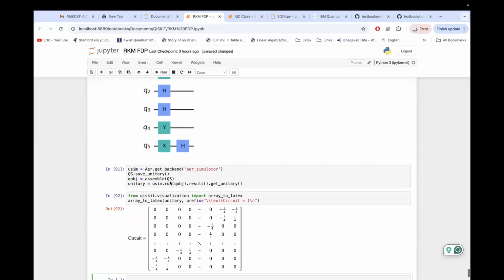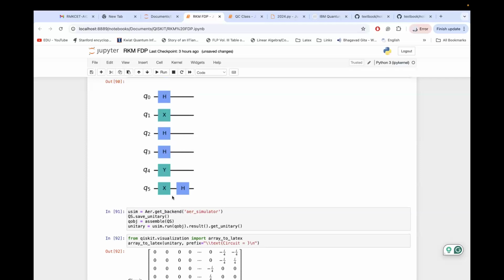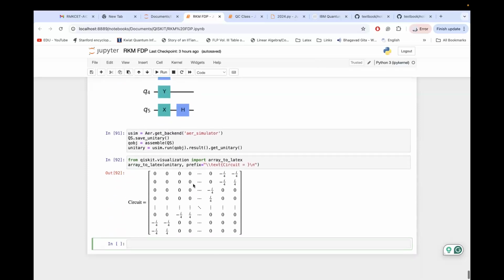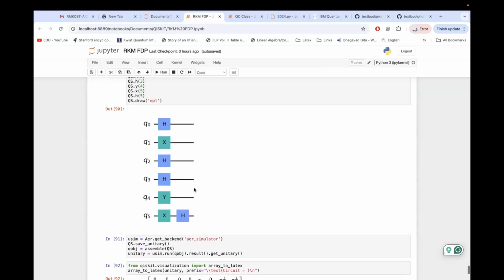So what is the state? You have these many gates, like 7 unitary gates. If you take a tensor product of all the 7 gates, what is going to happen? If you are working with pen and paper, it may take some days, but just use this array to LaTeX command and the Aer simulator, and you can get the unitary operator associated with the whole circuit. So this is the 64 cross 64 dimensional unitary operator associated with the whole circuit.